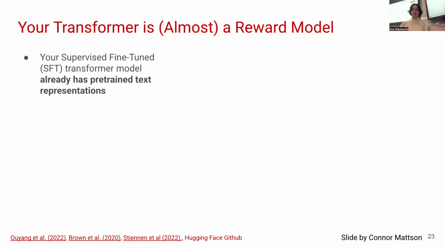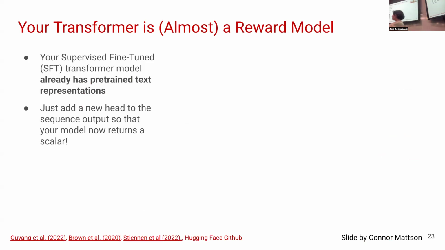Okay, so your transformer is almost a reward model. You have some SFT trained model, and whatever was the head of that model, you're going to introduce a new head. It's going to be a regression head, meaning given a vector representation, you're going to have basically a weight vector that's going to give you a scalar, right?